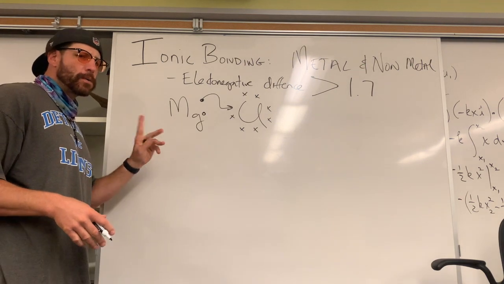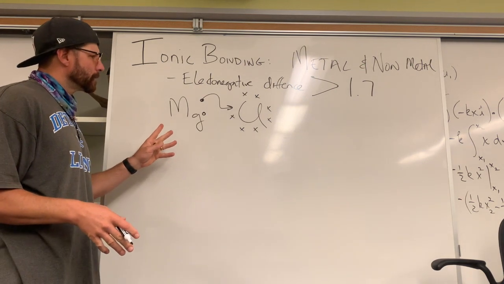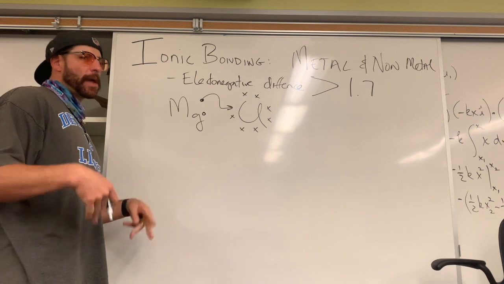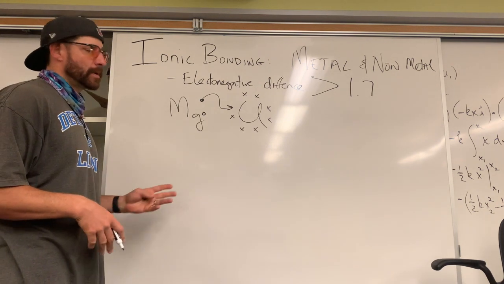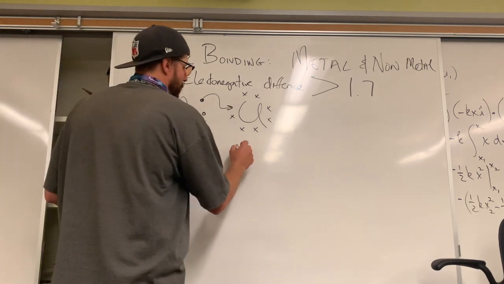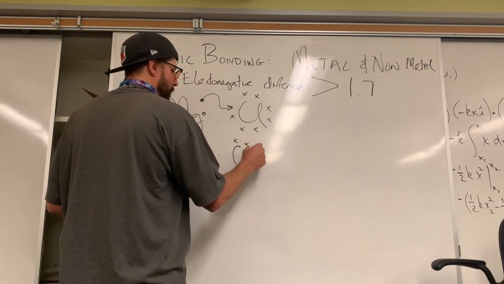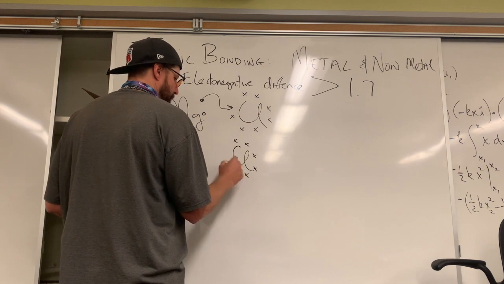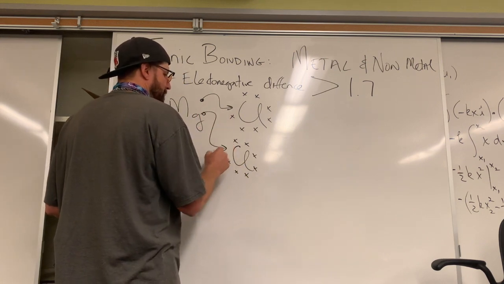Magnesium's going, whoa, slow your roll. I still got a valence electron. I'm not done yet. Chlorine says, what do you want me to do? Magnesium says, bring a friend. So chlorine brings a friend with 7 valence electrons. And it takes a second one.